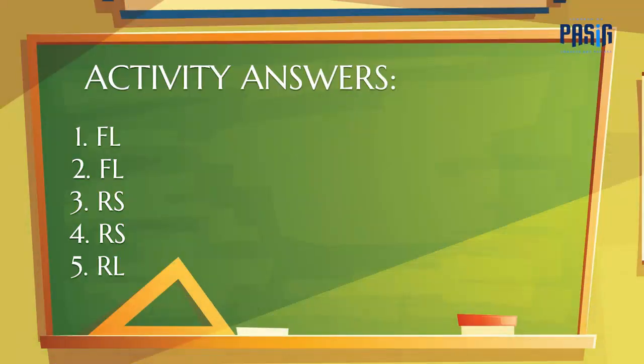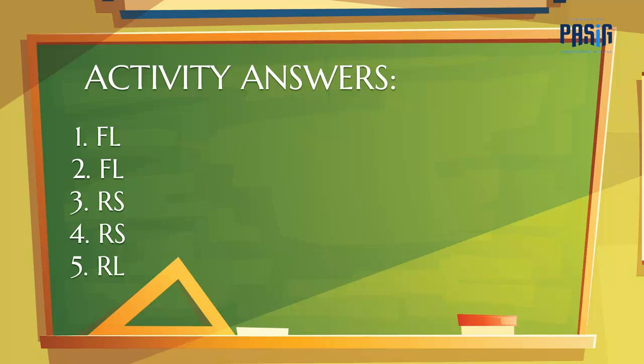Now let's check your answers. If your answer to number 1 is FL, you are correct, because the poem has figurative language, which is personification. But if your answer is RS, you are also correct. The words I and sky are rhyming words. Number 2. If your answer is RS, you're right. The poem has an AABB rhyme scheme.